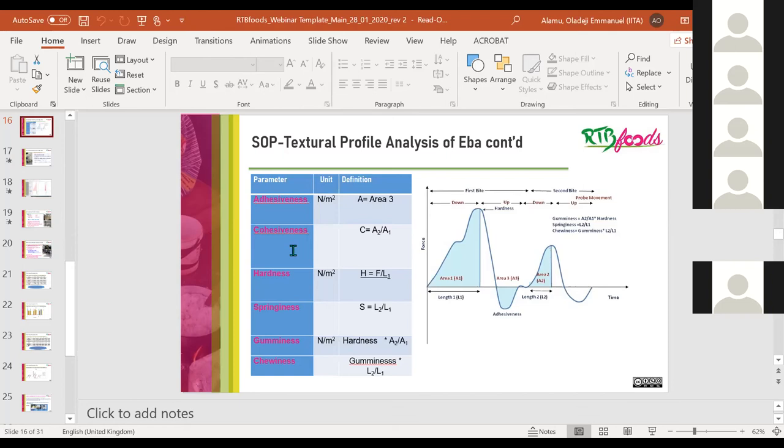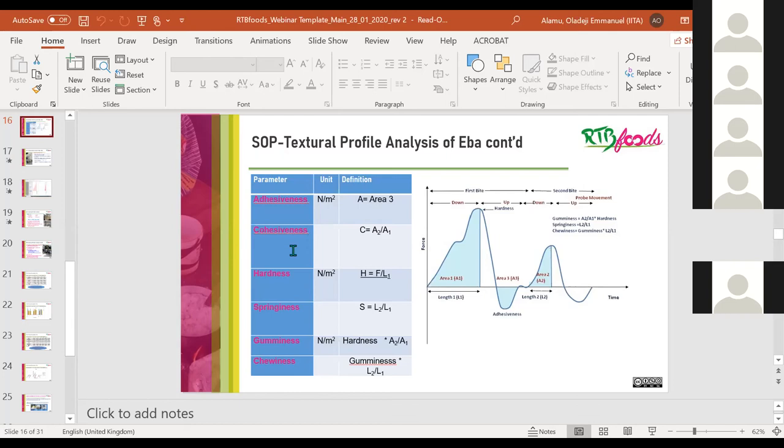The springiness is different from the stretchability. Yes. When we are talking about the stretchability, you make the eba, you stretch. But in the case of springiness, it is the way the probe touches it, it behaves like a spring. It will go down and come up. So that one is different from the stretchability.